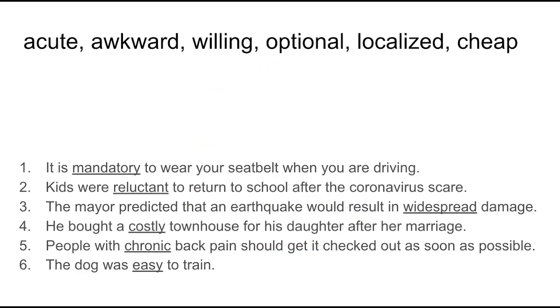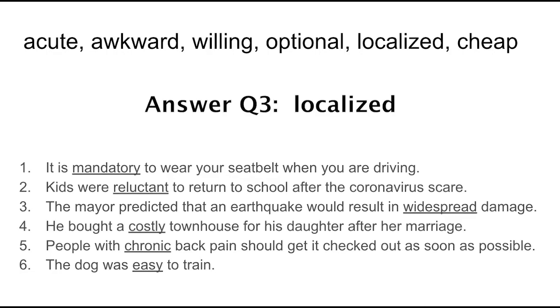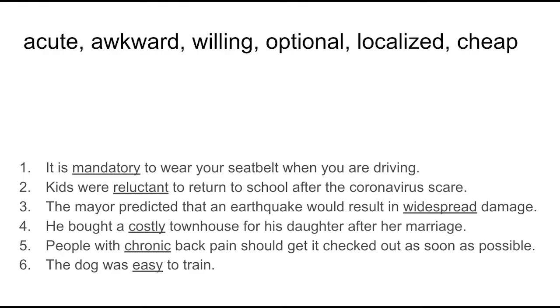Okay? Number 3, the mayor predicted that an earthquake would result in widespread damage. Okay, widespread damage means a damage that has affected a lot of people. The opposite of widespread is localized. All right, number 4, he bought a costly townhouse for his daughter after her marriage. The opposite of costly, meaning expensive, is cheap.